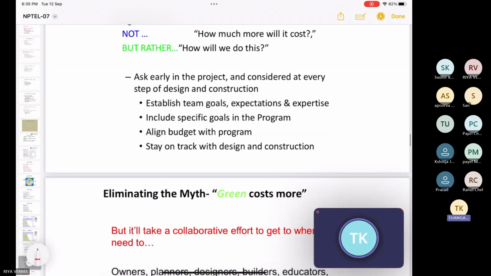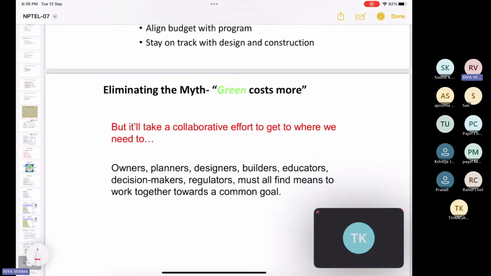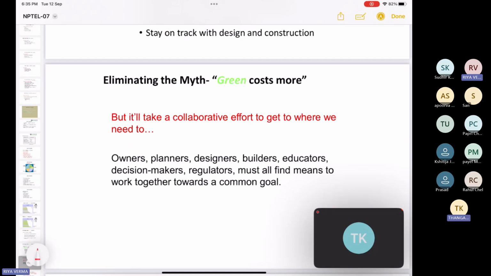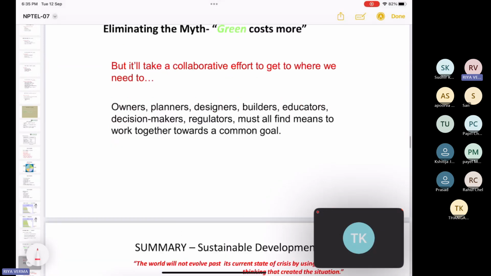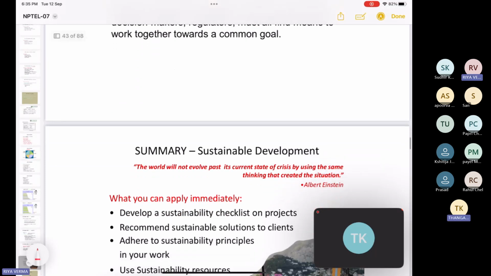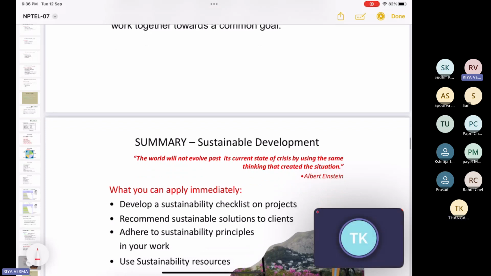But it will take a collaborative effort to get to where we need to. So, the owners, planners, designers, builders, educators, decision makers, regulators, all must find the means to work together towards a common goal. So this is a summary for sustainable development: the world will not evolve past its current state of crisis by using the same thinking that created the situation. This is a famous quote by Albert Einstein.